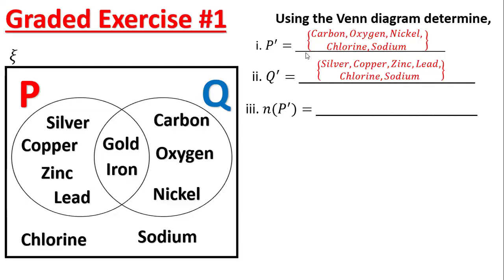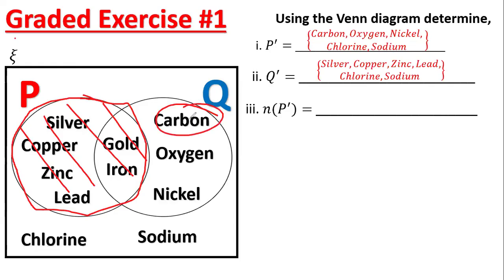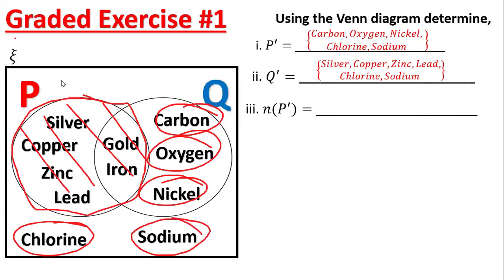All right, let's count. We want P complement, right? P complement means everything except for P. So this is P right here. We do not include none of this. So that's going to be what? 1, 2, 3, 4, and 5. If you said 5, you are absolutely correct. Anyone who said 5, let me know. I did. Very good.